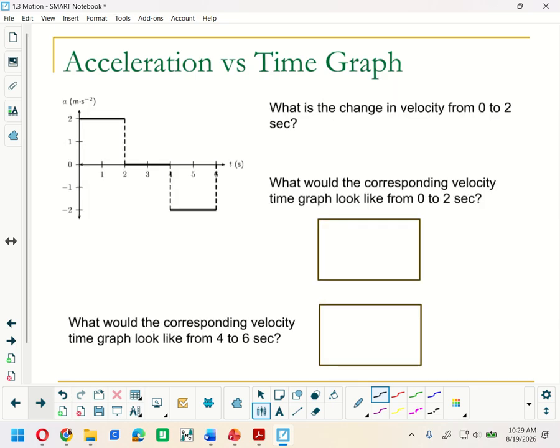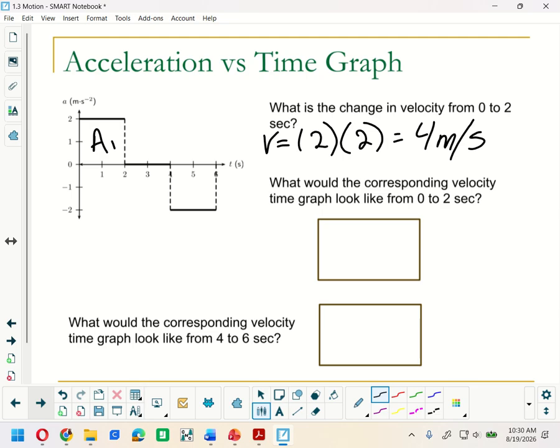So that being said, we got this one here. What is the change in velocity from 0 to 2? What shape do we have? Square. So we can call that one A1. So from 0 to 2, if it's a square, my velocity is going to be equal to my base, which is 2, times 2, which is 4 meters per second.